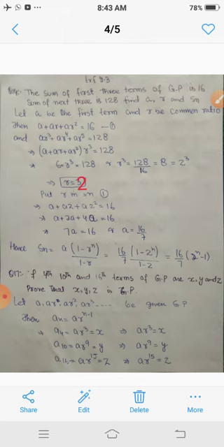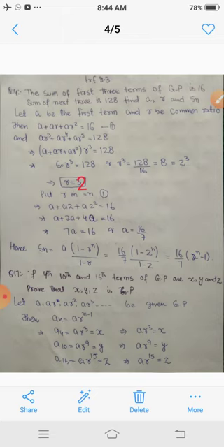Question number 14 of this exercise 9.3: the sum of the first three terms of a GP is 16 and the sum of the next three terms is 128. We have to find the first term a, the common ratio r, and the sum of n terms. Now let a be the first term and r be the common ratio.